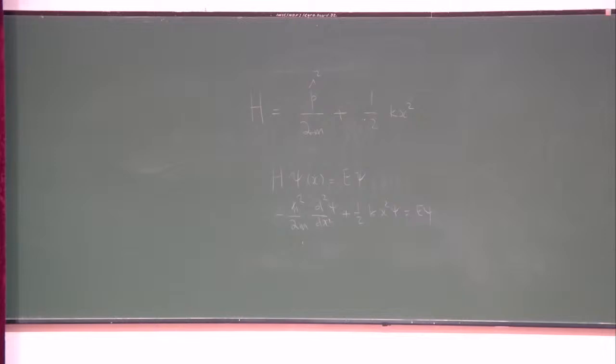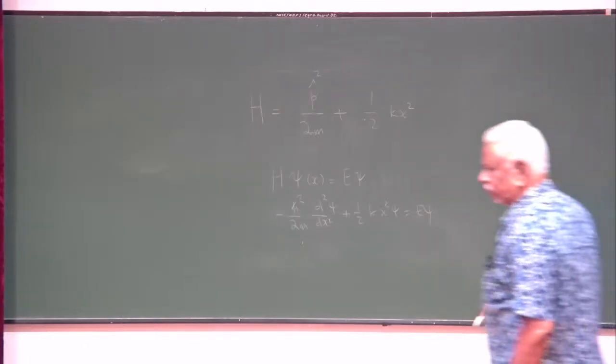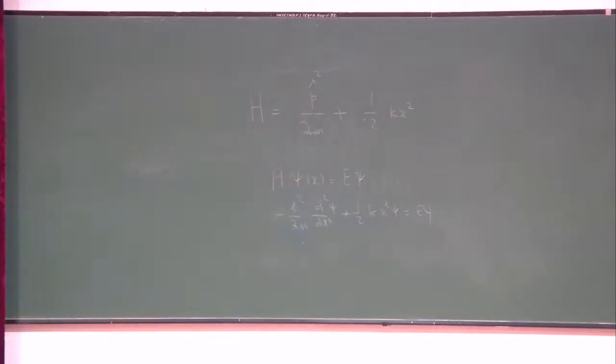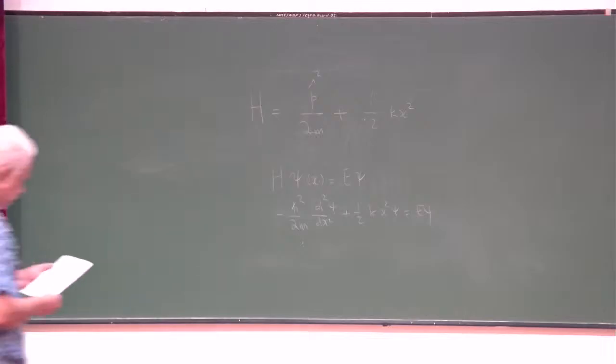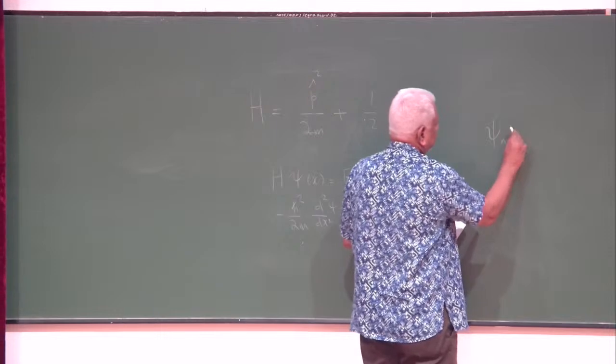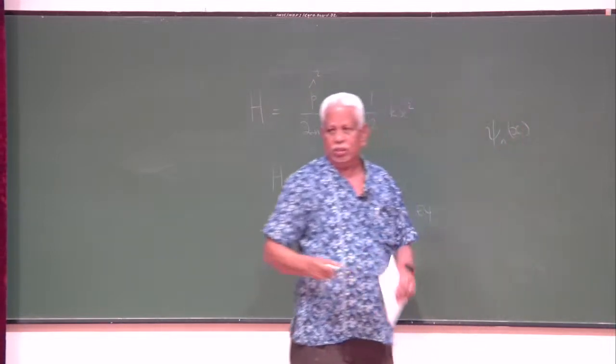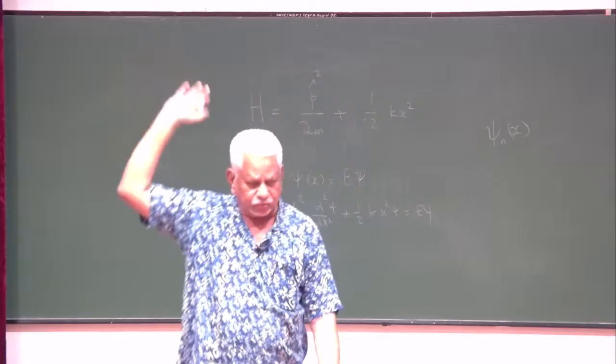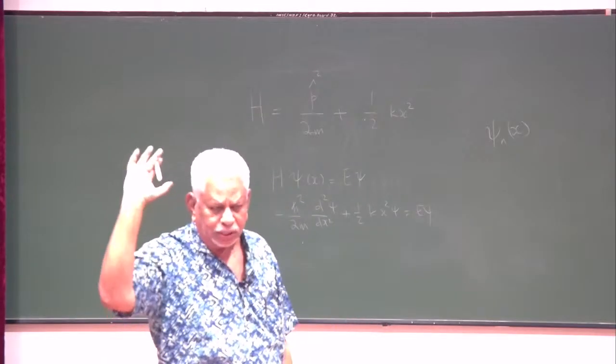So, not all functions satisfy this equation. Do you know the solutions? Yes, Hermite polynomials, with the Gaussian. I will give you the solution, but I am not going to solve the differential equation in gory detail. So, psi n of x, where n can be any integer 0, 1, 2, 3 up to infinity.